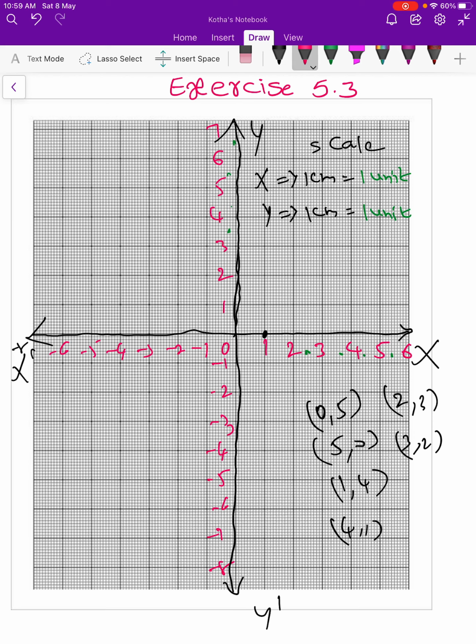Now let us represent one by one. First 0 comma 5. This is 0 comma 5. Next is 5 comma 0. This is 5 comma 0. Then 1 comma 4. This is 1 comma 4. Next 4 comma 1. This is 4 comma 1. And then 2 comma 3. This is 2 comma 3. Then 3 comma 2. This is 3 comma 2. And in this question he didn't ask anything to join the points or something like this. So no need to worry about it.